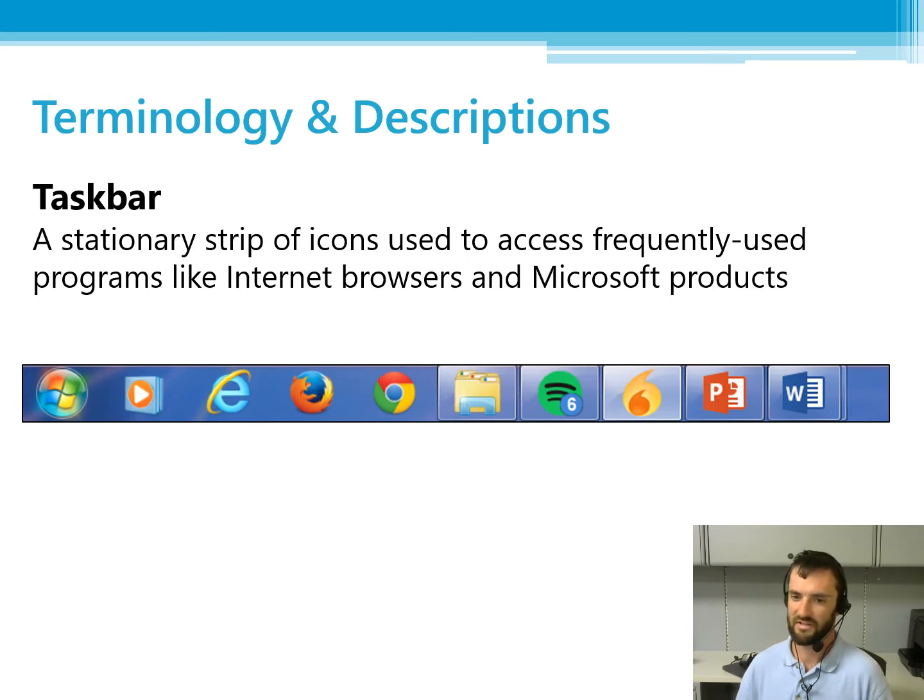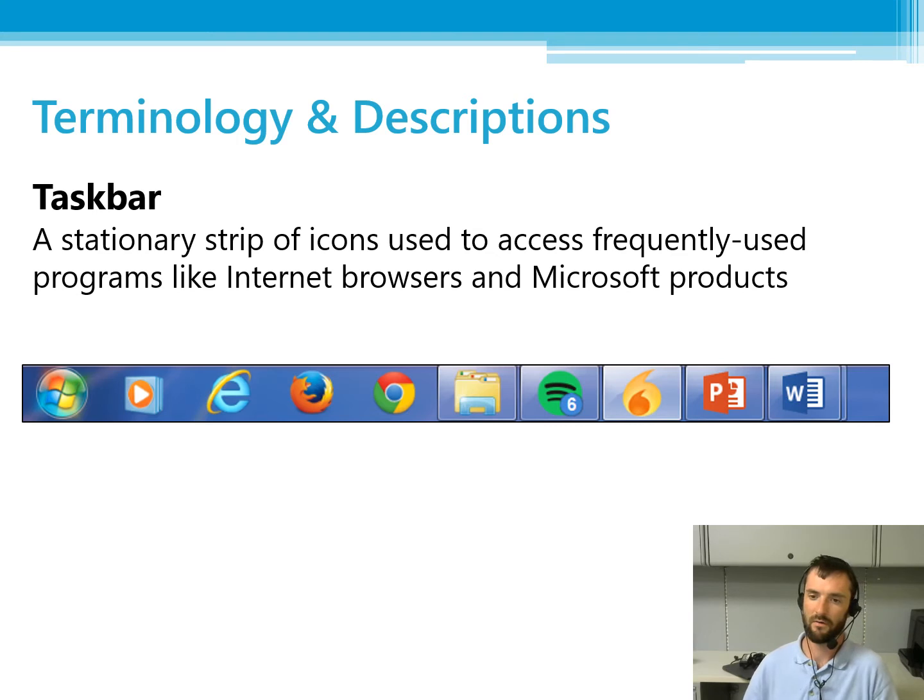The next term is the taskbar, which I mentioned before. It's usually a strip at the bottom of your screen. It's similar to the desktop. It has icons on it, which provide ways to open up programs. I said on the desktop you need to double-click the program, but if you're using the taskbar to open up a program, you only need to click once. It's a little bit easier in some ways.